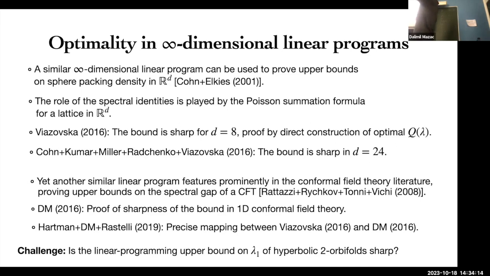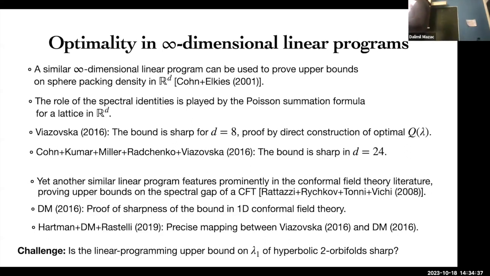So some similar infinite dimensional linear program can be used to prove upper bounds on sphere packing density in D dimensions. That's using work of Cohn and Elkies of 2001. And what is the role of the spectral identities in that case? Well, it's the Poisson summation formula for lattices in D dimensions. So basically, bootstrap gets replaced by the Poisson summation formula.